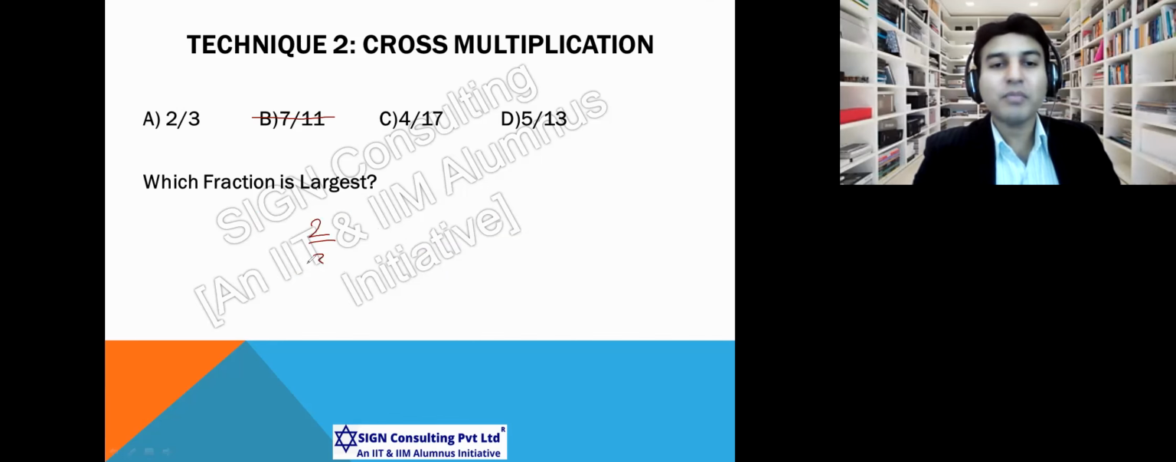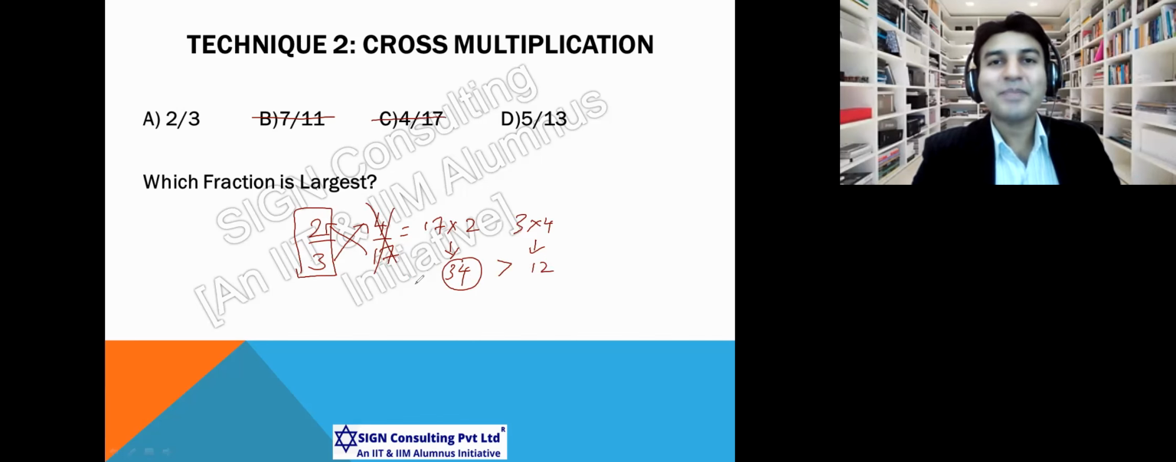So option A is 2 by 3, and then I'll have to compare it with 4 by 17. So I cross multiply, right? So 17 into 2 gives me 34. 3 into 4 gives me 12. Now, which fraction is greater? Undoubtedly, see, 34 is greater than 12. So this fraction 2 by 3 will be larger than 4 by 17, and hence this option is ruled out.